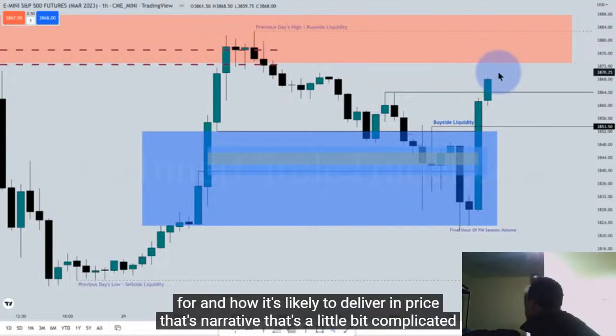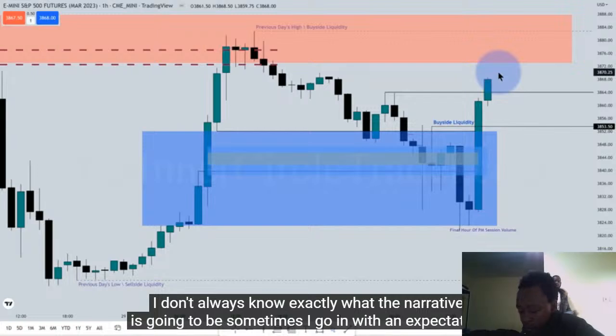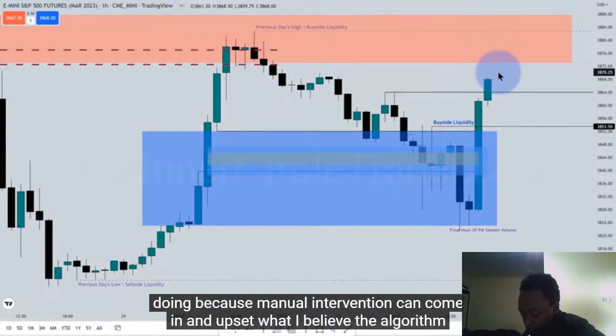That's narrative. That's a little bit complicated, and it's going to take some time with me throughout 2023 to kind of get a feel for what that is. I don't always know exactly what the narrative is going to be. Sometimes I go in with an expectation it's going to do this or that, and I have to adjust, and I have to adapt to what the market's doing, because manual intervention can come in and upset what I believe the algorithm is likely to do.